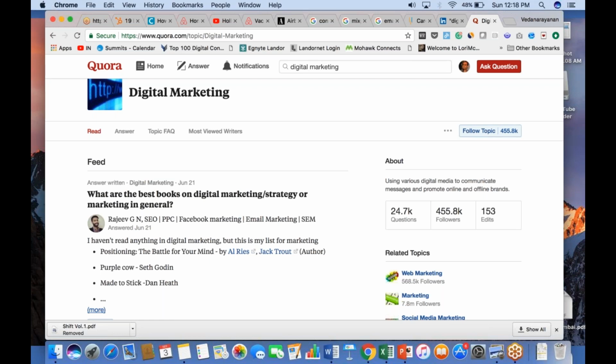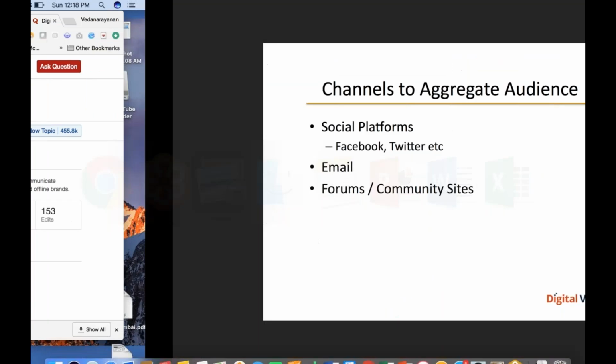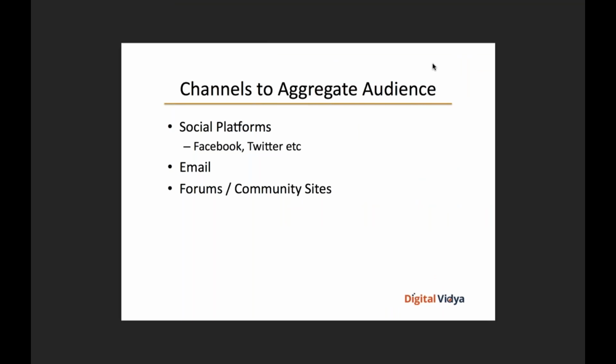Good to see that you already use Quora, Vipul. So this is how you use forums and community sites where there are already conversations happening around your topic of interest, and where consumers who overlap with your target consumer universe already visit often and reside.